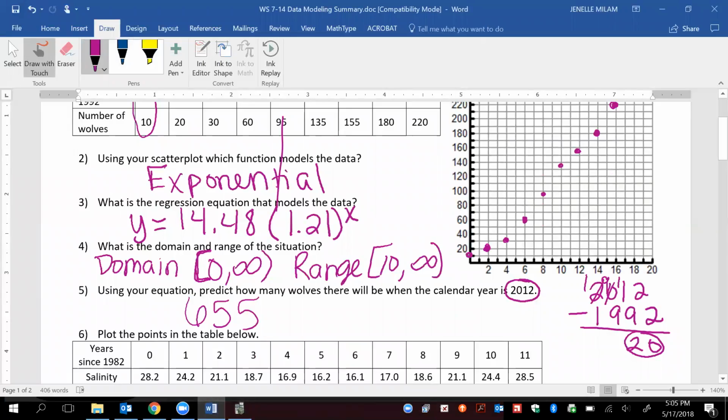Okay, so when we predicted how many wolves, we, again, subtracted here. You're going to do that for the rest of your problems, front and back. Turn this in before you leave today.